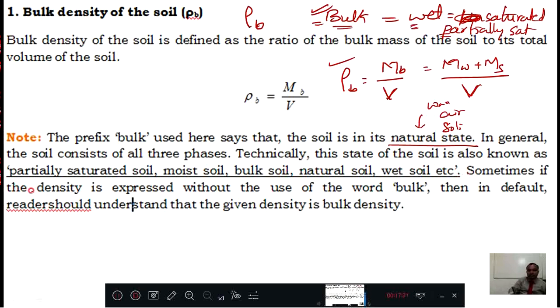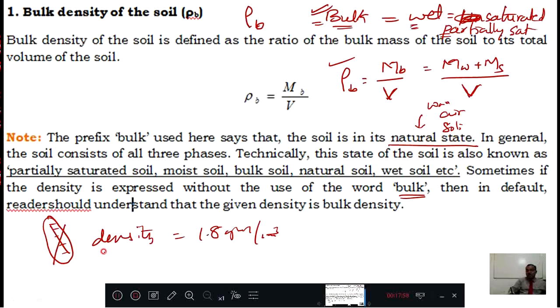Sometimes the density is expressed without the use of the word bulk, which is very important. Sometimes they don't tell you, they just say the density of the soil is this much, for example 1.8 gram per centimeter cube. Which density it is, whether dry density, bulk density, saturated density, submerged density, or density of solids, is not mentioned. If no prefix is mentioned, then by default you need to assume it is the bulk density. This you should not forget. Understood? That is the common name given to that density.